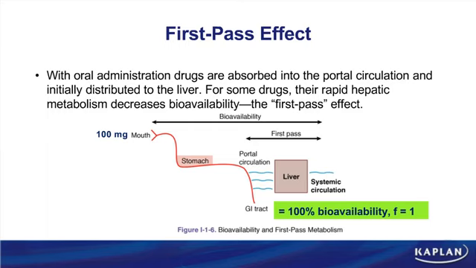So clearly the first pass effect through the liver influences orally administered drugs. It's why some drugs can't be taken orally. The example in your book is lidocaine. If I take lidocaine orally, for example, its first pass effect through the liver is going to be so significant, the amount of lidocaine that makes it into the systemic circulation is very, very low. Low enough, in fact, that it's not a useful drug to take oral. So we're going to give this drug IV.